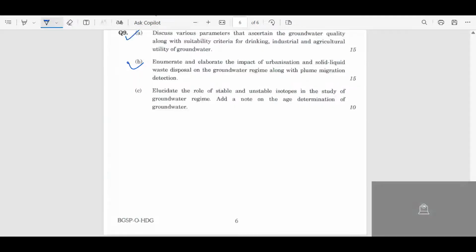Both of these questions can be important. Discuss various parameters that ascertain groundwater quality, along with suitability criteria for industrial and agricultural utility of groundwater. The second question is: enumerate and elaborate the impact of urbanization and solid and liquid waste disposal on the groundwater regime, along with plume migration detection. This can be based on current affairs. Water scarcity and water resources being a hot topic will be important for GS3, so you can study this. If you have any doubts, you can ask in the comments section.